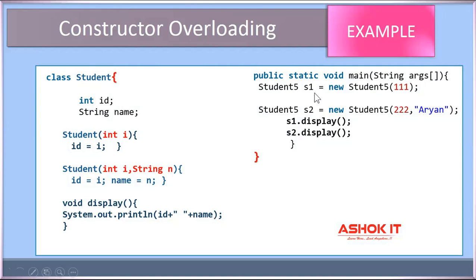So here, when we create an object by passing a single value, then it invokes the first parameterized constructor, which has a single parameter int i. And when we create an object with two values, that is one integer and one string, then it will call the second parameterized constructor and assign values to ID and name. When we call the method display using S1, it will be just printing ID. And when we call the method with the S2 object, then it will be printing ID and name, that is 222 and Aryan. So let's see it practically.